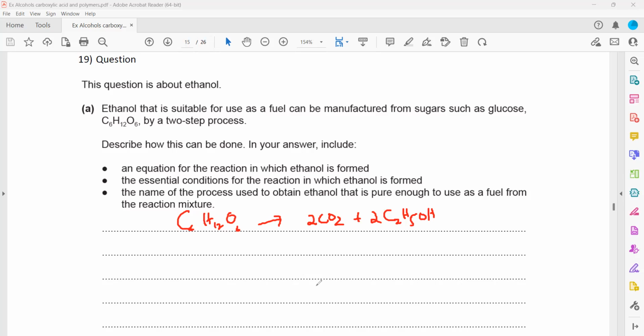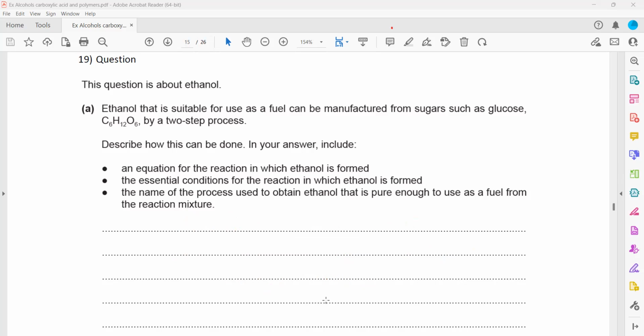The essential conditions, as we discussed earlier, for anaerobic respiration are yeast and no oxygen. I mentioned anaerobic conditions, and aqueous glucose should be there, a sugar solution. And then how to separate? If we want, we use fractional distillation. An airlock with water is used, so that water-borne bacteria do not enter.